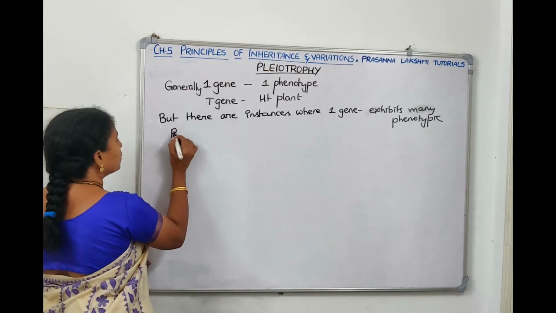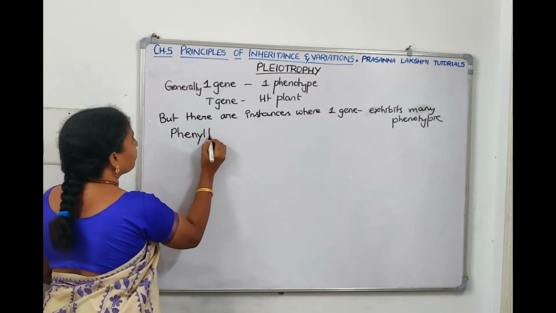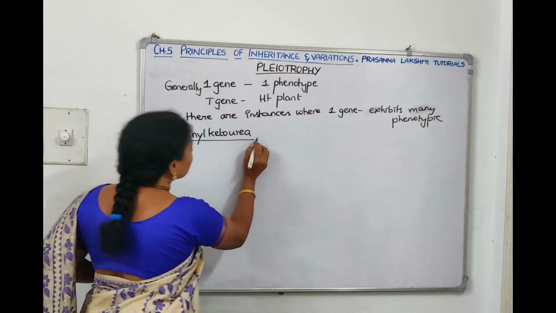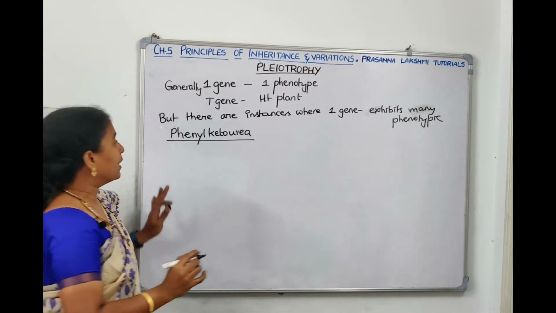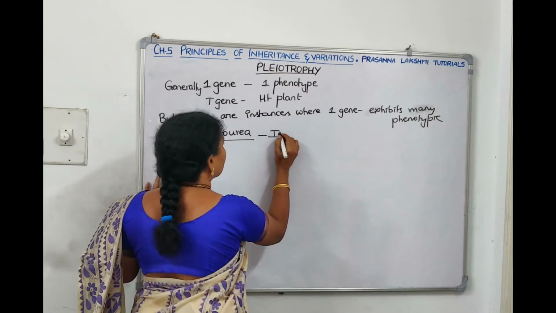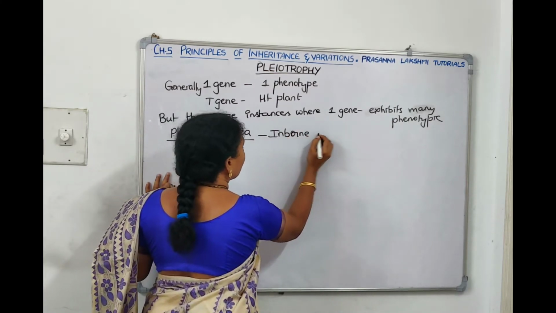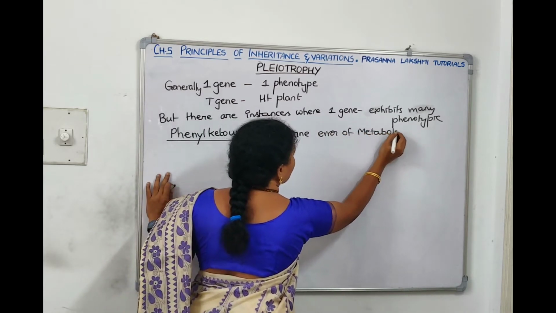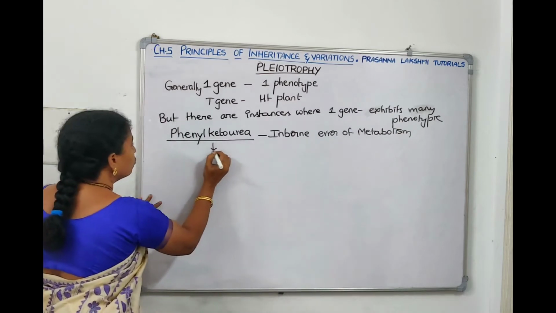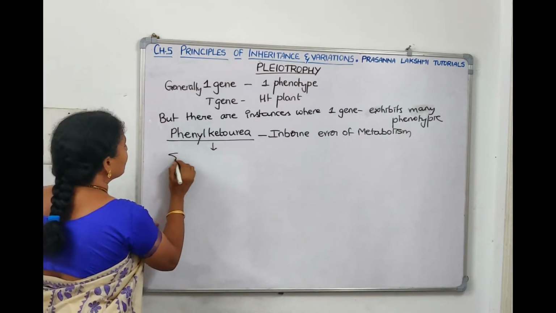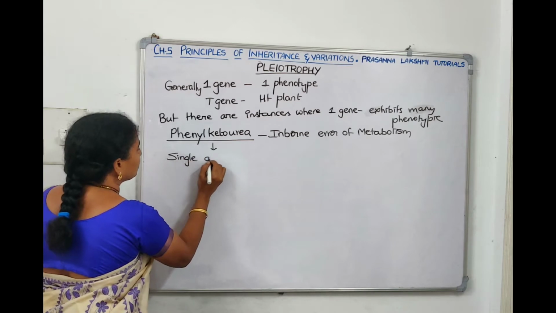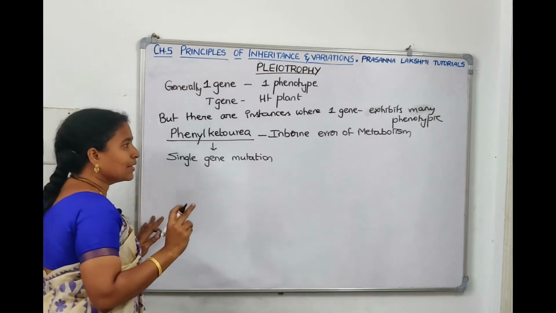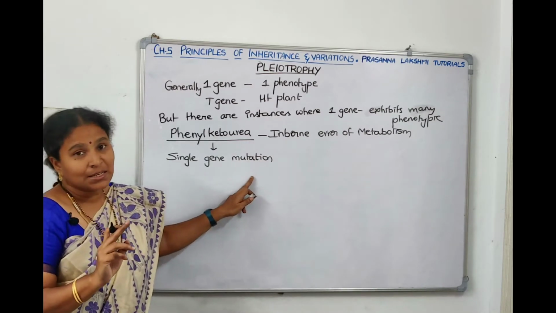There's a disorder which is called phenylketonuria. Phenylketonuria is an inborn error of metabolism. It's a genetic disorder. This disorder is due to a mutation in a single gene. Phenylketonuria is a single gene mutation.